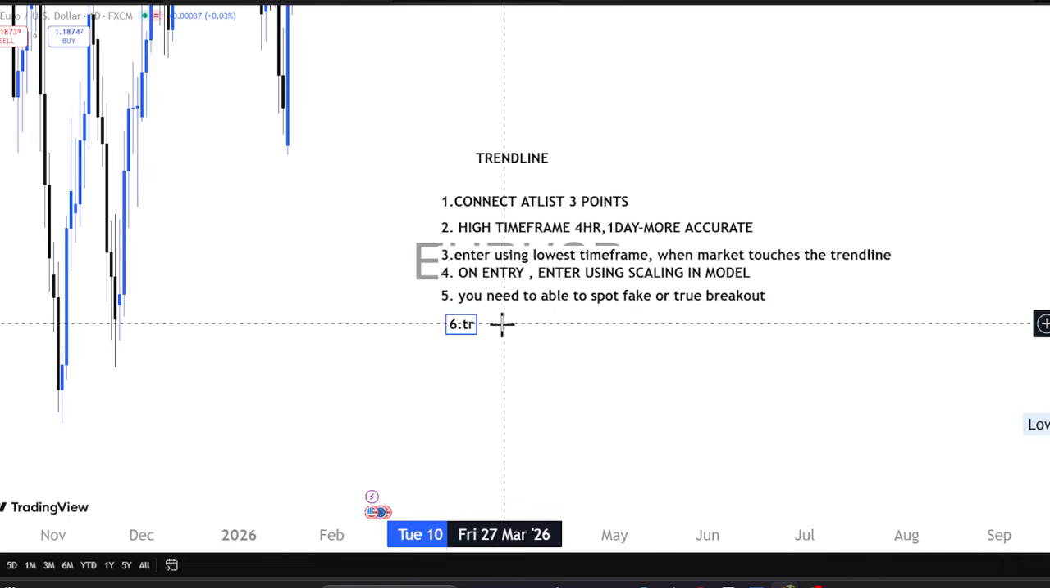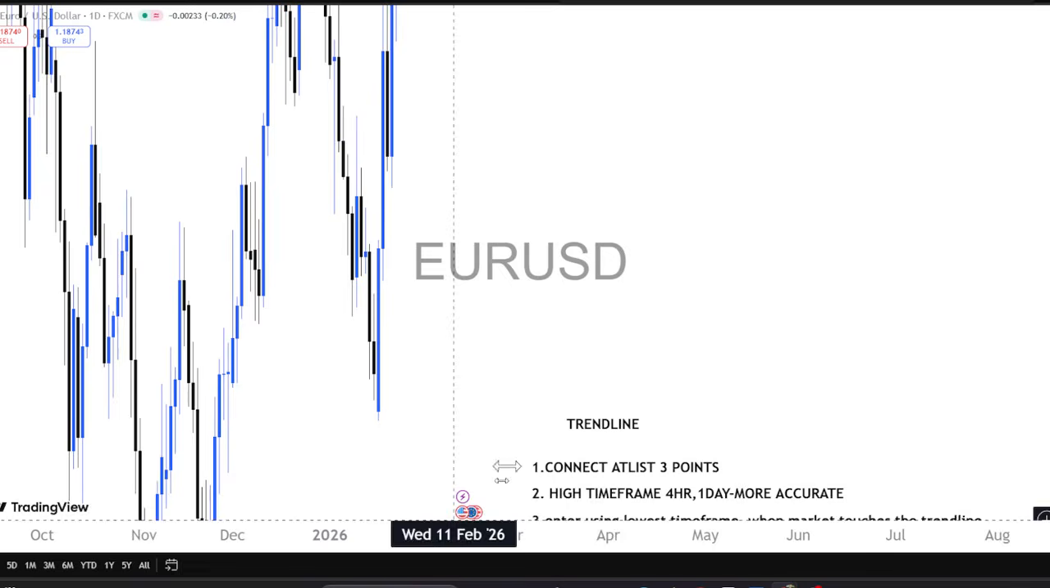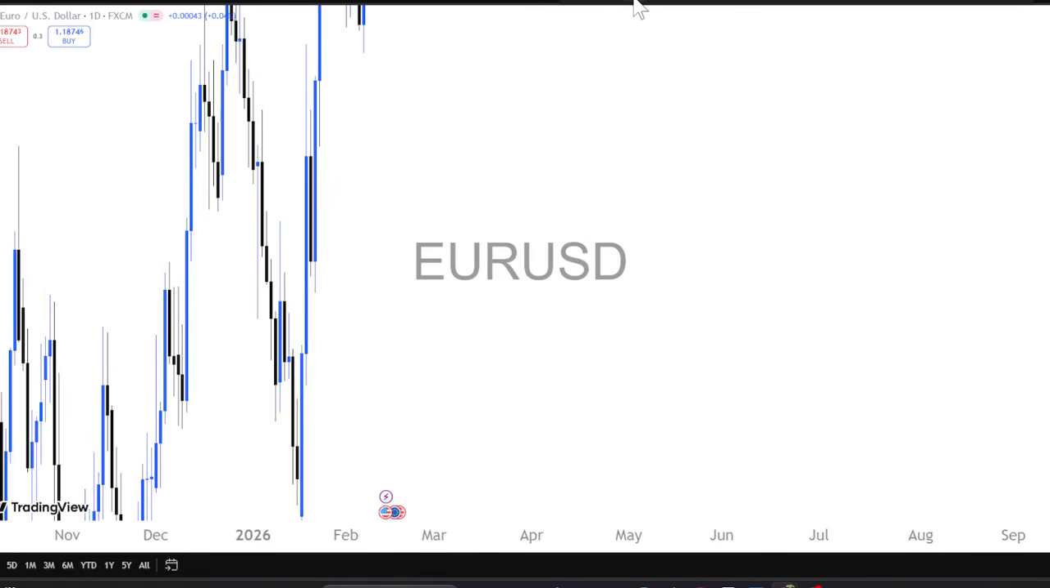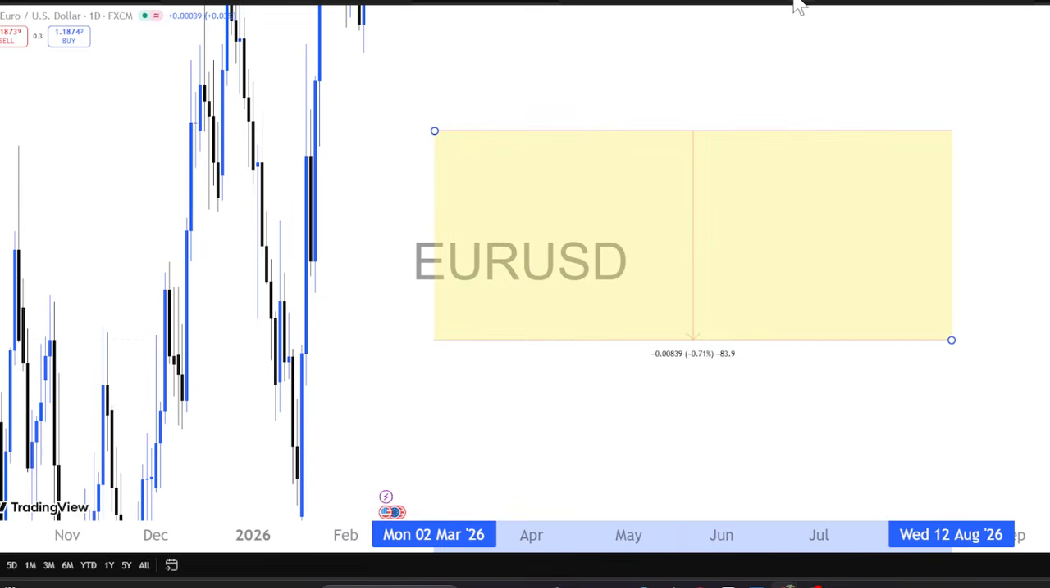Trend lines on a trending market. So it's either the market is moving down or up. Please don't use trend lines on a market that is ranging. The ranging market is the market that you see, the market that is like this. Let me show you. The market that is moving like this.